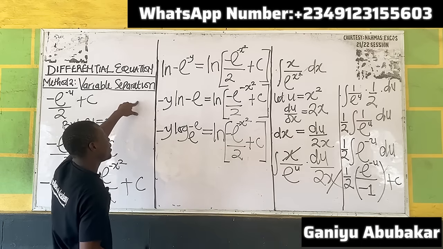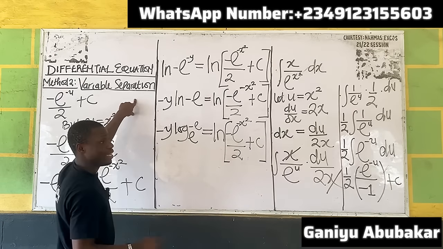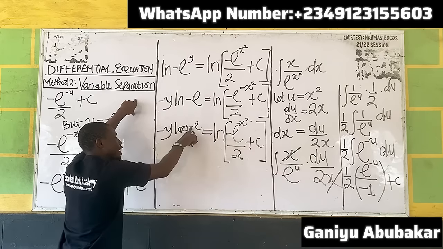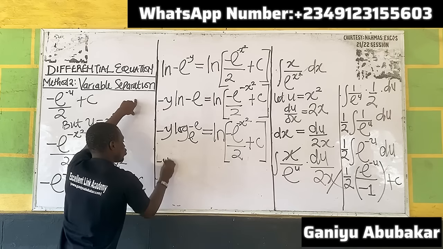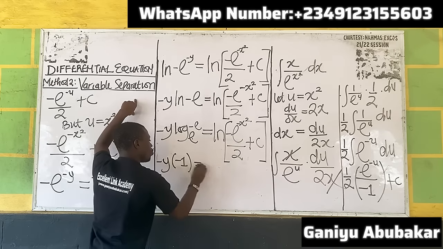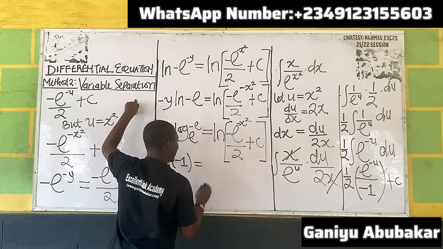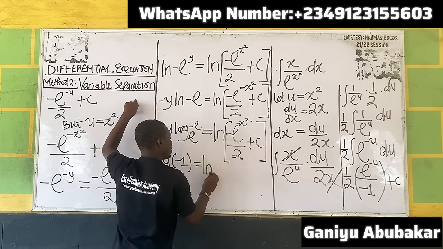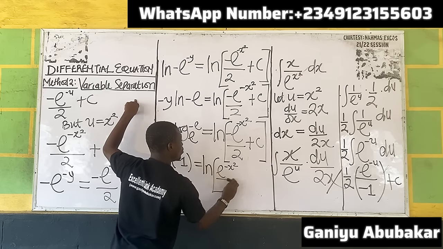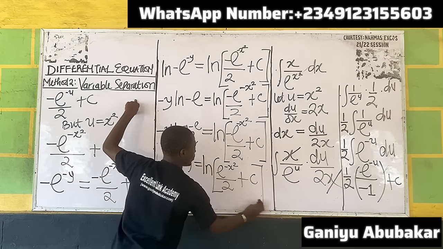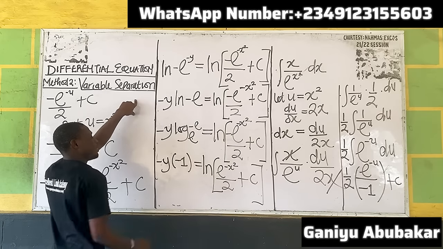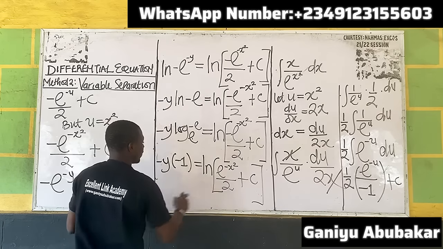Proceeding please. From here, we said if I have log a to base a, that's 1. Log e to base e is 1. But I have minus here, so that gives you minus y into minus 1, which is equal to ln of exponential minus x squared over 2 plus c. Finally, minus is plus. y times y gives you y. So I'm saying that y is this value here.